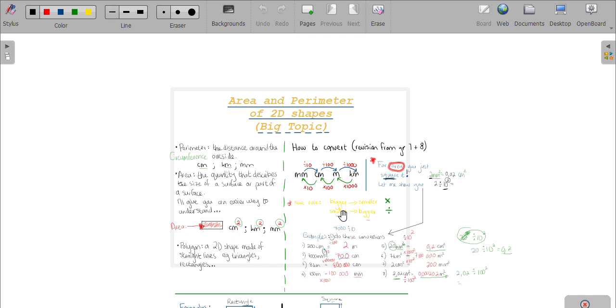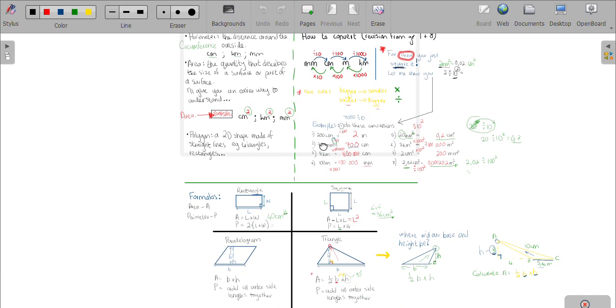Today what we're doing is part 2 of area and perimeter. Guys, this is the video where I'm actually going to be showing you how to calculate area and perimeter for the different shapes. So please stick around till the end because there's going to be really good examples of how to calculate area and perimeter. So why don't we jump right in?